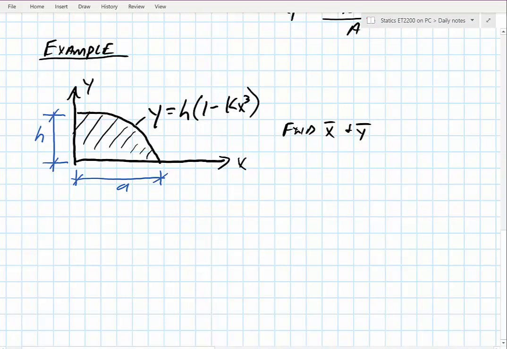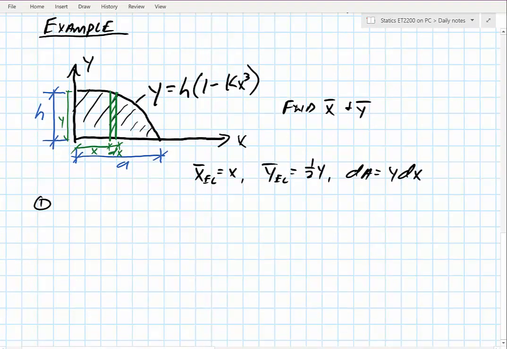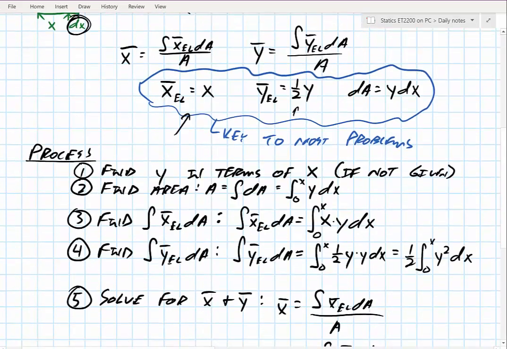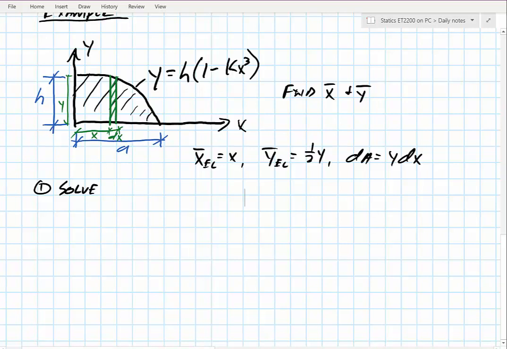And I'm going to continue to use this thin strip analogy. So from this, I can already see that those same equations still hold true, that the x bar, the element, is equal to x, y bar for my element is equal to 1/2 y, and my area of that element is equal to y dx. So we said the first step is to solve for an equation. What did we say? We said it was solve for y in terms of x. Well, it's kind of given, but we don't know what k is.